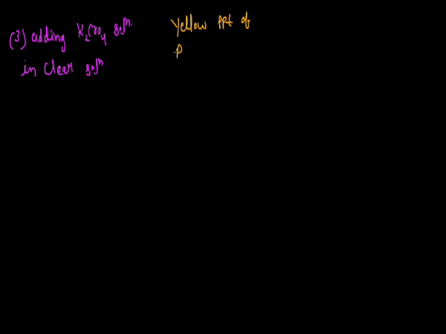We take the clear solution and add K2CrO4 solution. A yellow PPT of lead chromate, PbCrO4, comes out. Since PbCrO4 is insoluble in cold water as well as hot water, if the yellow PPT comes out, then we can say that the salt contains Pb plus 2. So the Pb plus 2 is confirmed again.